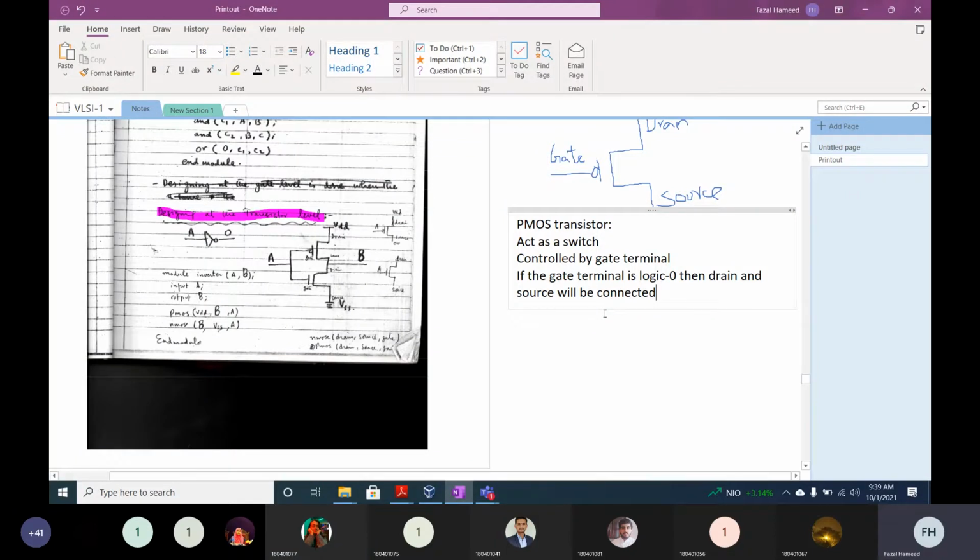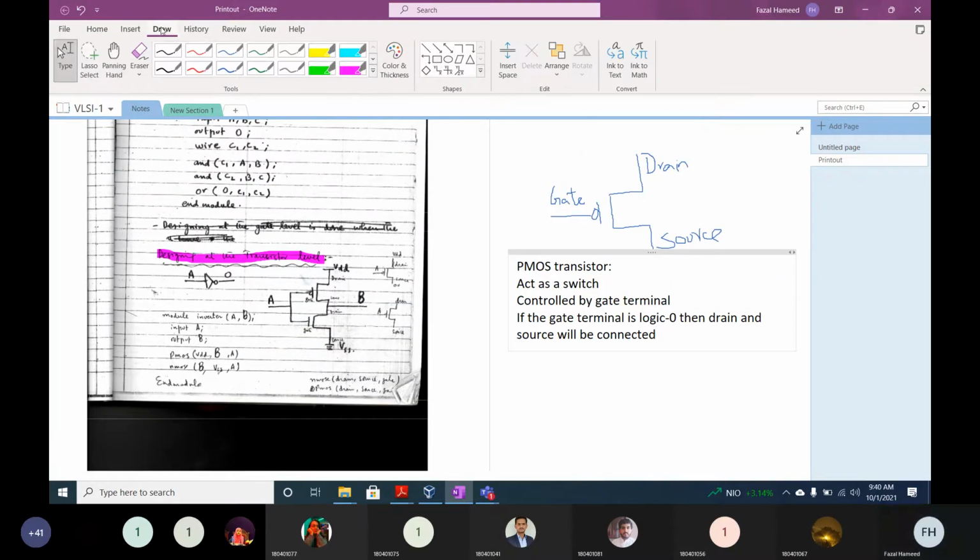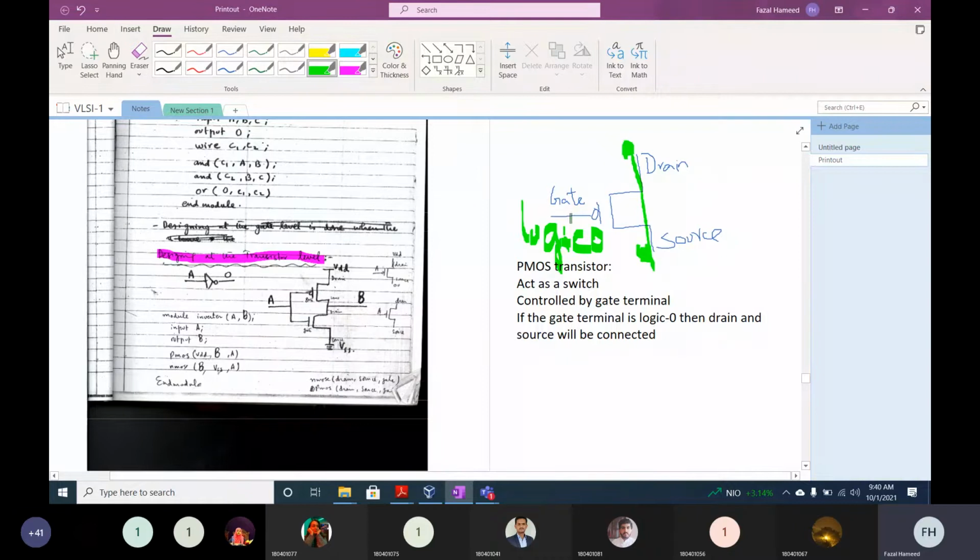So please concentrate on the lecture now. The PMOS transistor acts as a switch, and it is controlled by the gate terminal. If the gate terminal is logic 0, then drain and source will be connected. So if we provide logic 0 here, the drain and source will be connected.